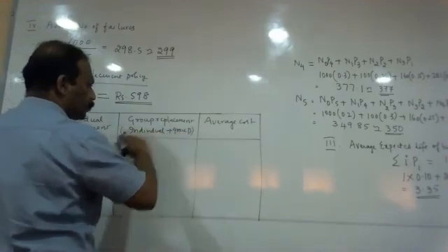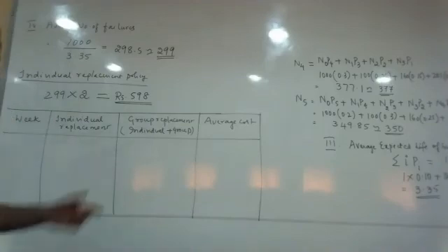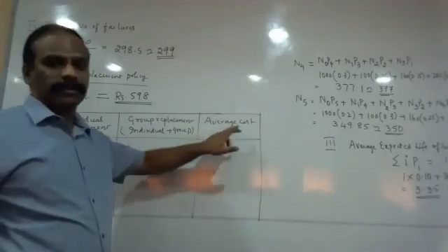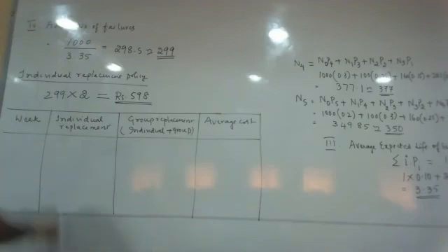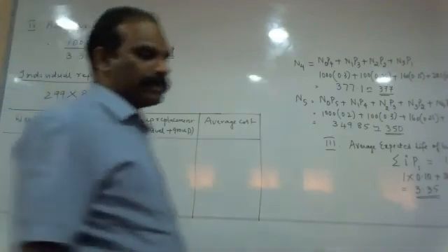Okay, that is what the group replacement is defined as. It is a combination of both, and finally the average cost has to be calculated. Now let me write down the values. Totally there are 5 weeks, so we have to take the 5 weeks values.